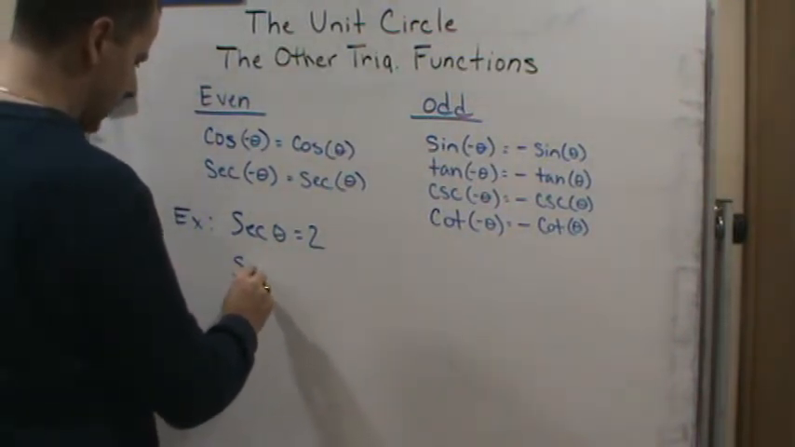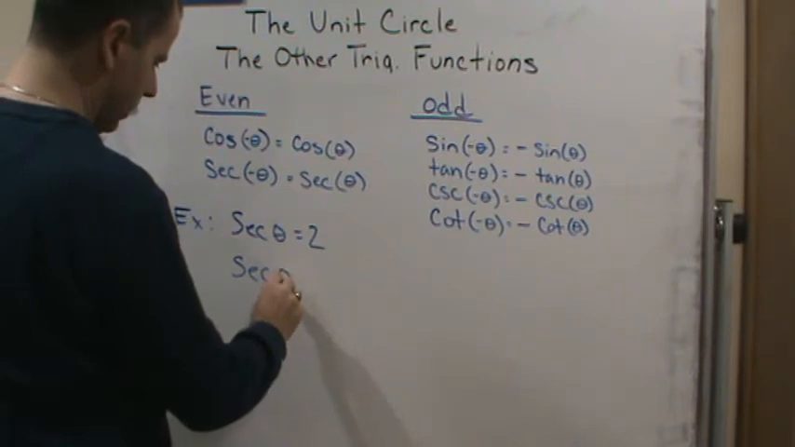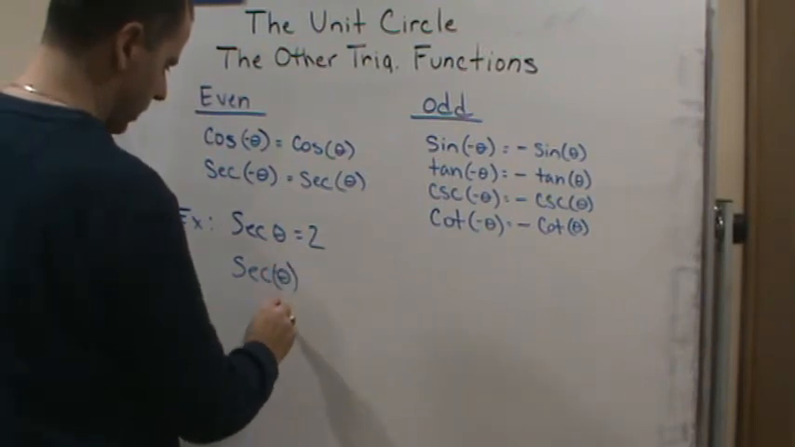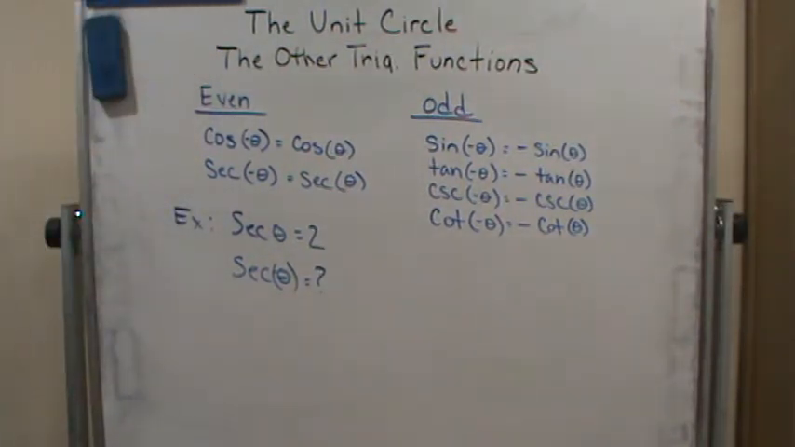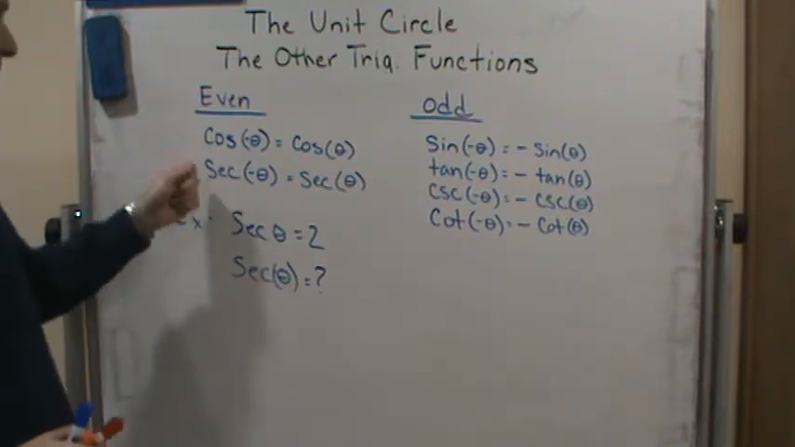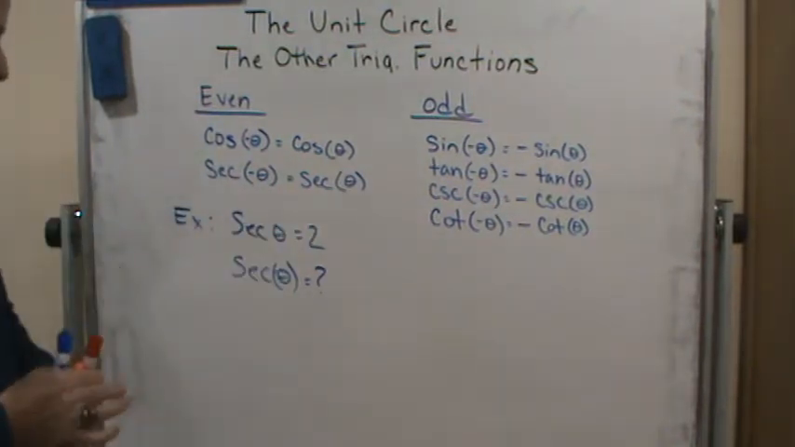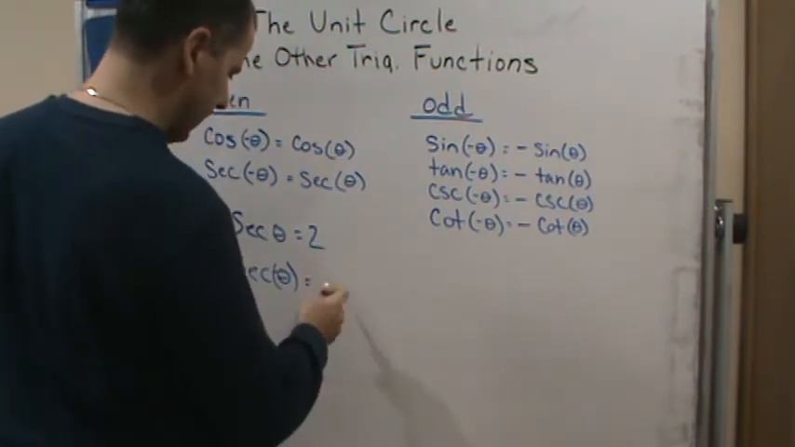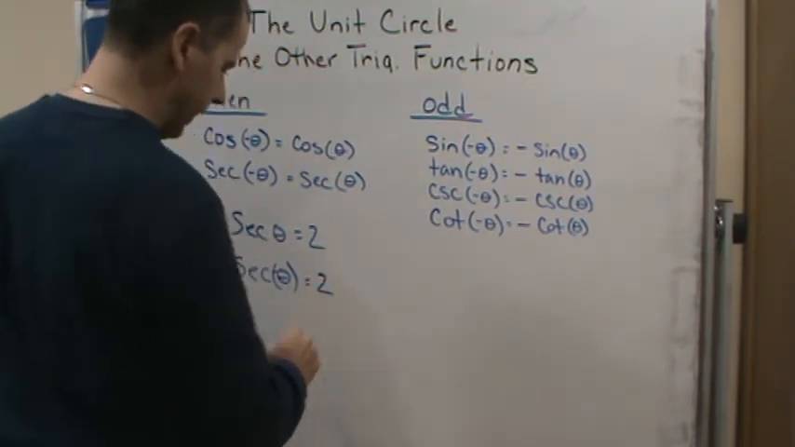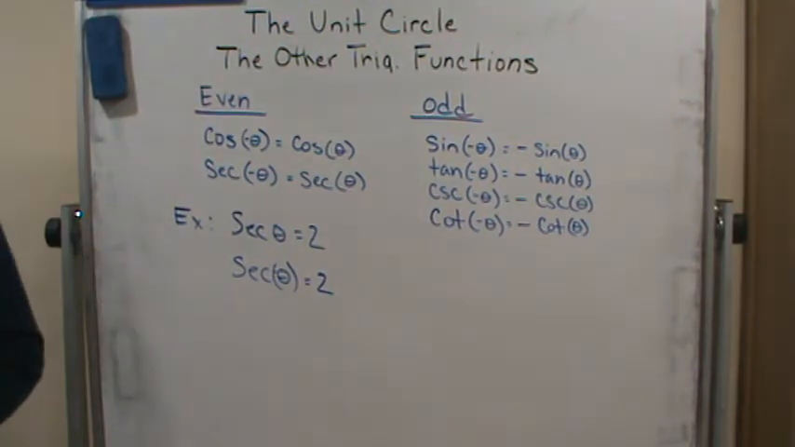Okay, secant of negative theta. Well, we can use the fact that it's even or odd to do this. Well, secant is an even function. So guess what? We get the same result back out. And so that tells us that secant of negative theta is also 2. Okay? Let's do another example.